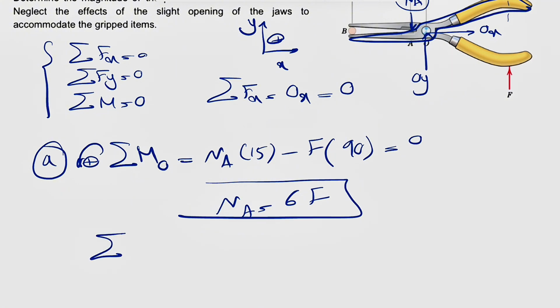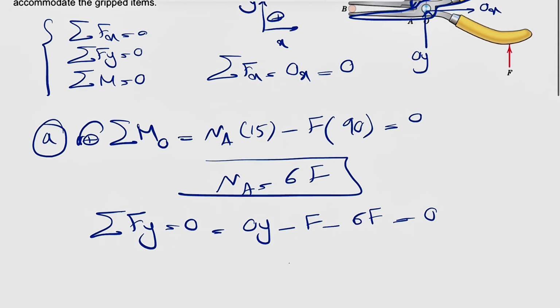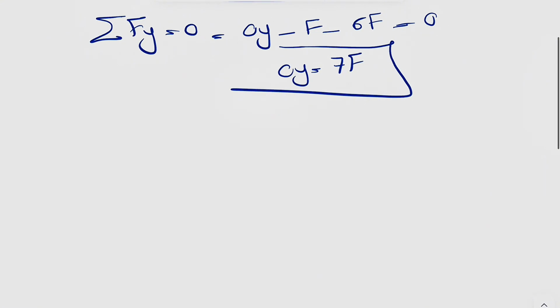And now we can do the sum of all forces in Y equals 0. So basically we have OY minus F minus 6F equals 0. So OY would be 7F. So that would be the answer for the A part.